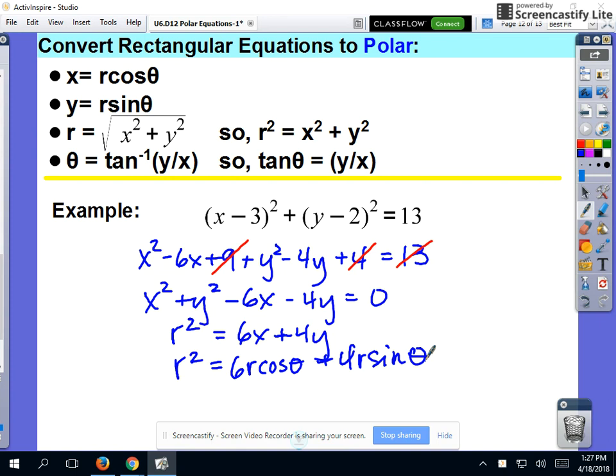6r cosine theta and 4r sine theta. We notice that there's an r in common with the left side and the right side, so we can divide out the r. Technically, we're losing a solution, but that would mean that r is 0, and that's not true for this. We know that the center doesn't have 0. That doesn't create a circle. So we're going to have r equals 6 cosine theta plus 4 sine theta. And that is the equation you need. Pretty cool.